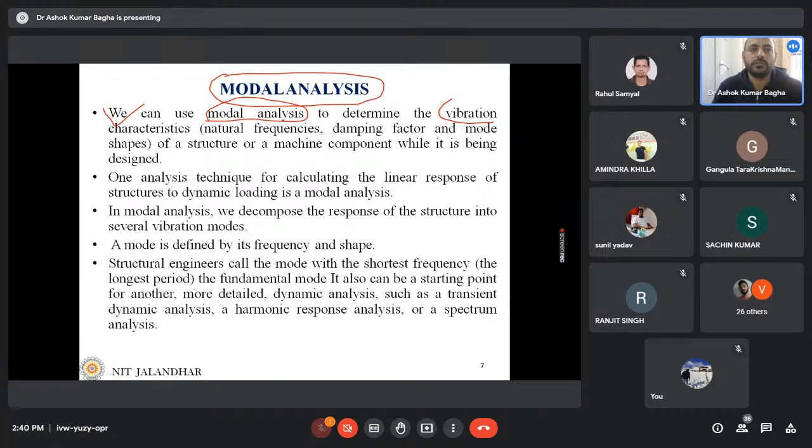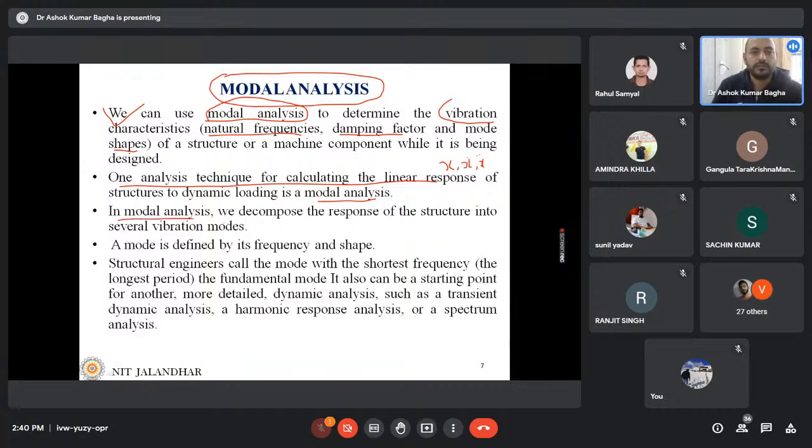Because our primary objective is to find out the natural frequencies, damping ratios and the corresponding mode shapes of the structure, because the mode shape pattern is very important from the structural point of view. Of course, natural frequency is an important part, but you cannot neglect the vibrating pattern that is denoted as mode shapes. One analysis technique for calculating the linear response of the structure to dynamic loading is modal analysis. You can perform experimental modal analysis to find out the response, either in terms of displacement, velocity, or acceleration.